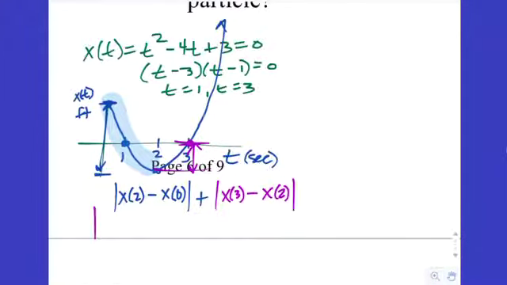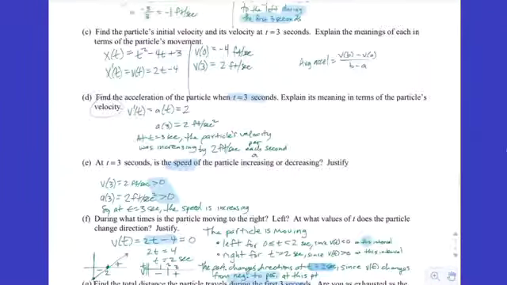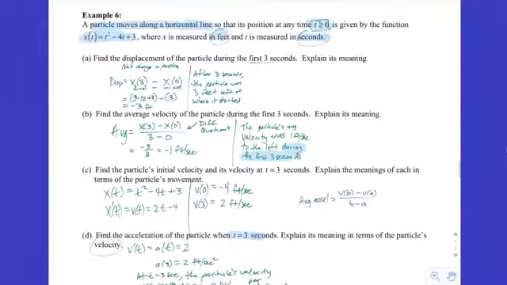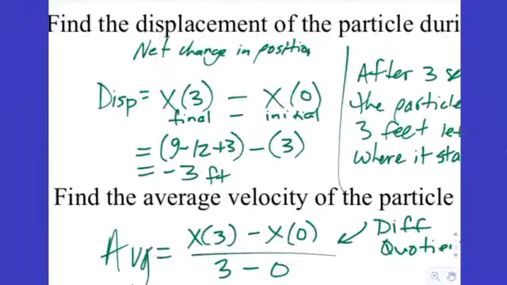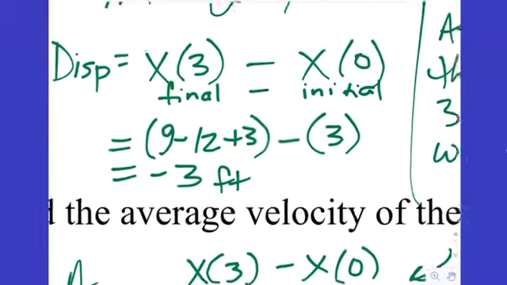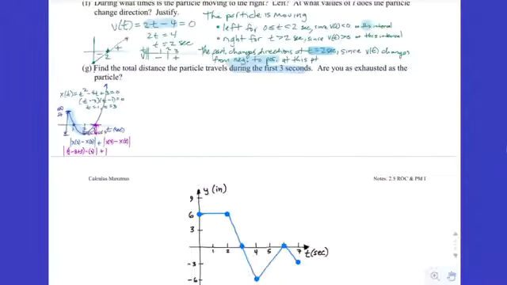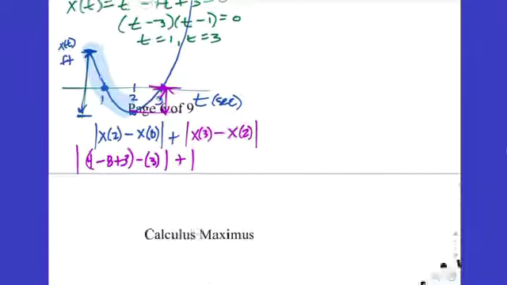What was x of 2? Well, it's going to be 4 minus 8 plus 3 minus x of 0 was 3. So I'll take the absolute value of that one. Plus x of 3, I think we already figured out. Well, what was x of 3? We did that way up here. It was 0, right? Yeah, it's right there. Okay.